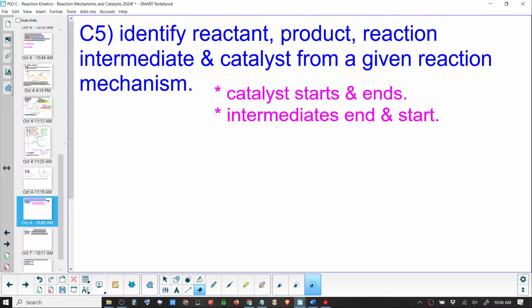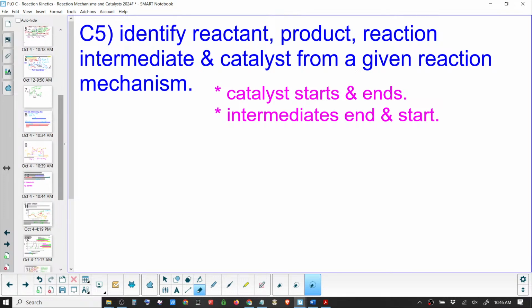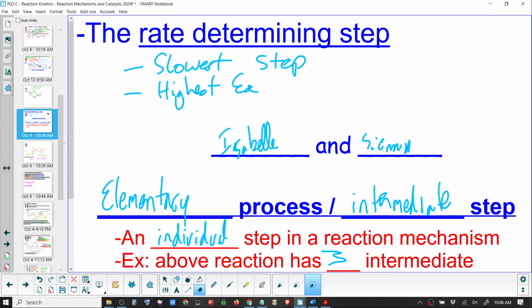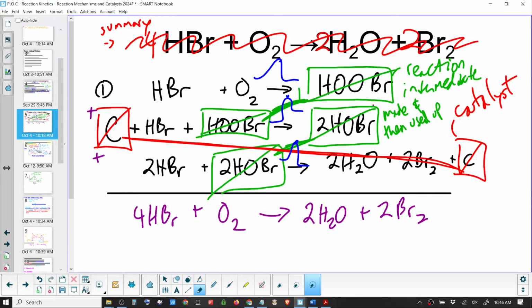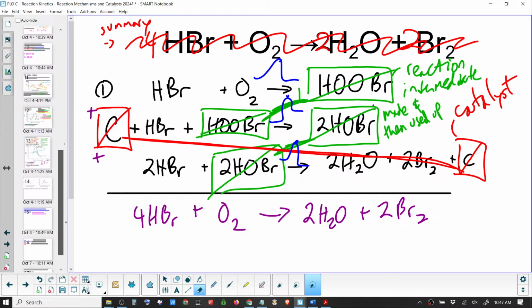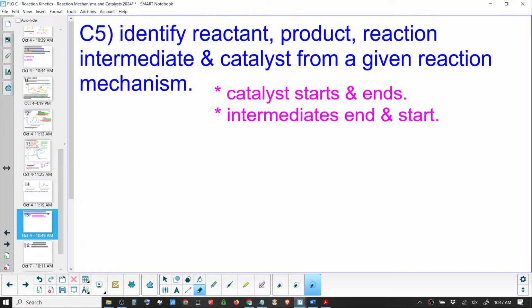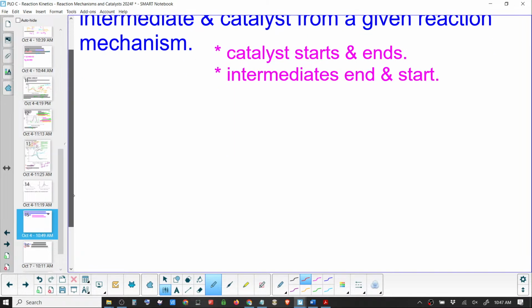Identify the reaction product, intermediate, and catalyst from any given reaction mechanism. When I say we've already done this, this is what I mean. This is identifying everything that we already did. When we did this, we identified the reaction intermediates, we identified the catalyst, we got the overall reaction. We had to do it to be able to learn this, and then there's a whole separate learning outcome on it. So I'm going to give you a reaction. I want you to identify the reaction intermediates, the catalyst, and the overall reaction.